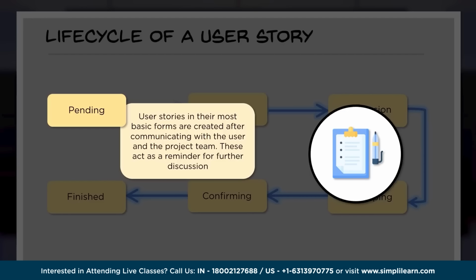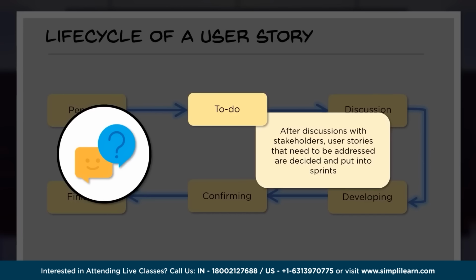Will there be a possibility that these user stories will be modified as we progress? The answer is yes and no, both. It may be modified, but the discussion goes on further from this basic understanding of that particular user story. Further discussion is to elaborate on that, make sense out of it, and confirm. Then after discussion with the stakeholders, the user stories that need to be addressed are decided and put into sprints. So in between the point where we said pending to do, there is a lot of discussion.